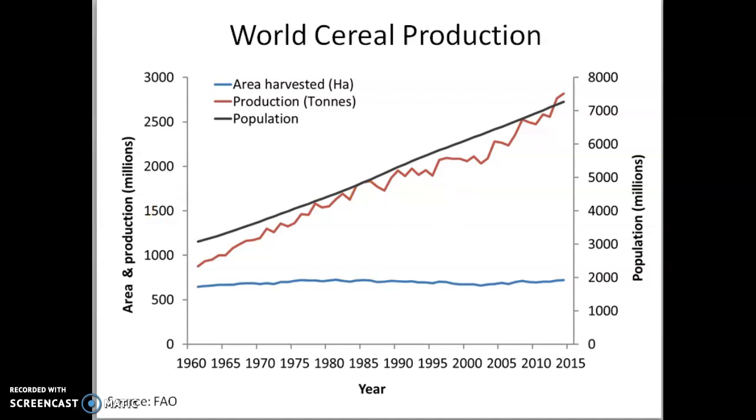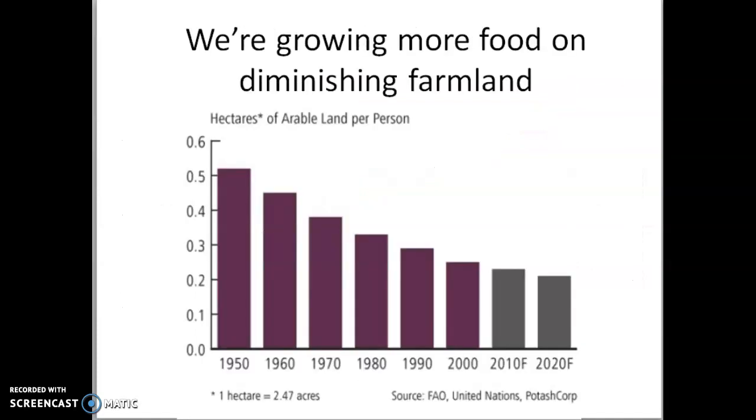So what that all means is we've got basically a finite, a stable amount of farmland, but more than a doubling of the population. What that means is that basically we have about half the amount of farmland per person as we did in the 1950s.